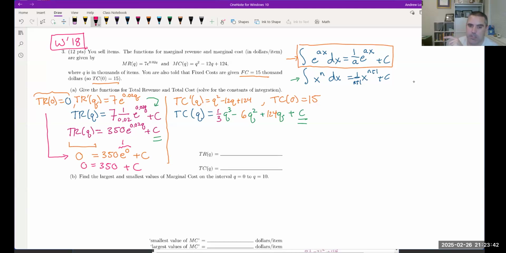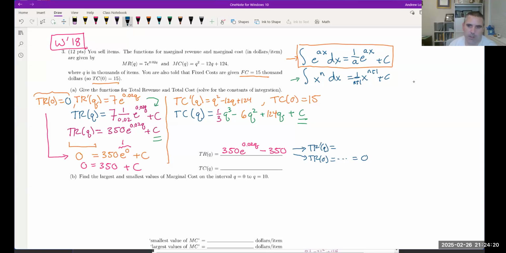So C has to be negative 350. And the thing we're going to write here is 350 minus 350. It looks funny, but the way you check your work is you could take the derivative of this and you would plug in 0. There's two things to check. So if you plug in 0, you have to get 0. So you could check that. And when you take the derivative, you have to get what we started with.